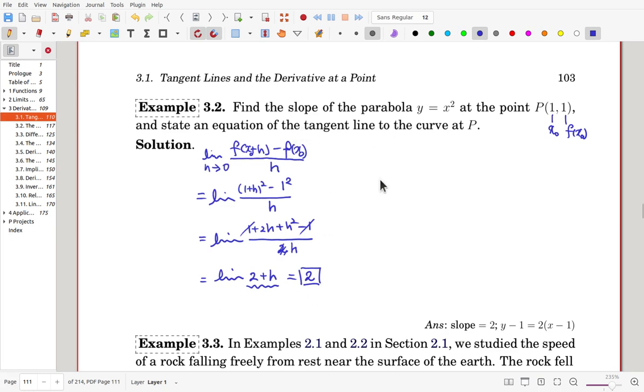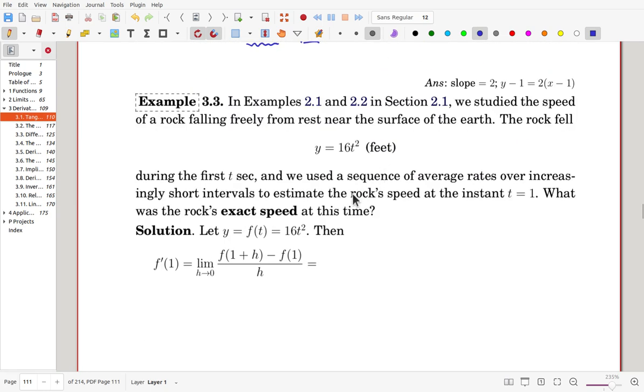So we can make a tangent line. Here we'll write down the point-slope formula. The point is (1, 1), and the slope is 2, so the tangent line must be y minus 1 equals 2 times x minus x0, which is 1. So that is an equation of the tangent line. You can simplify.